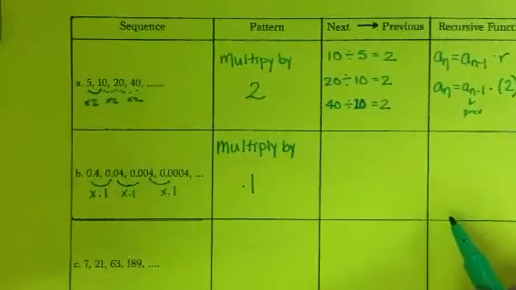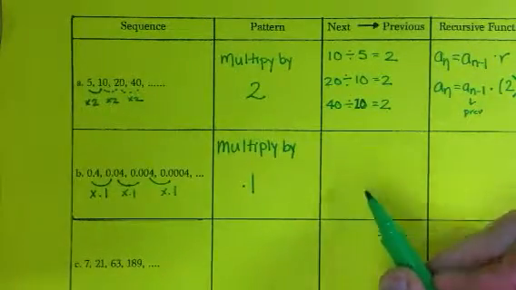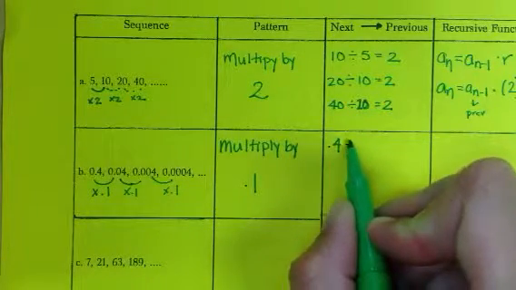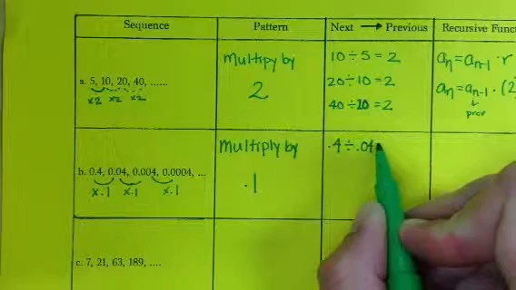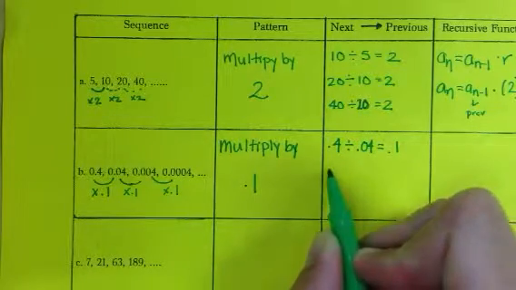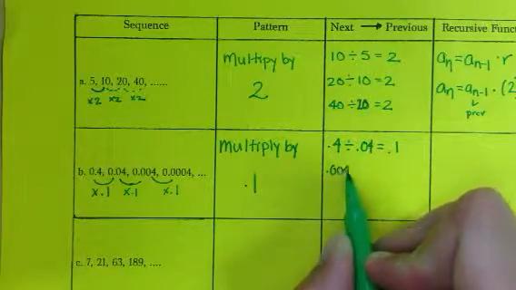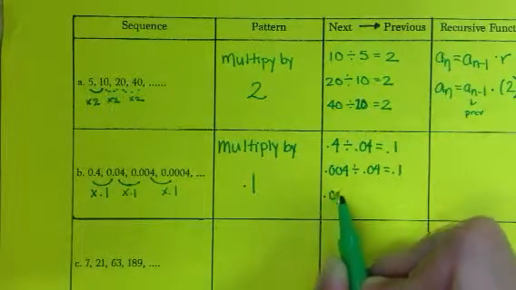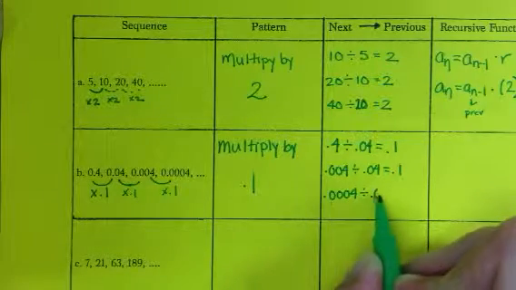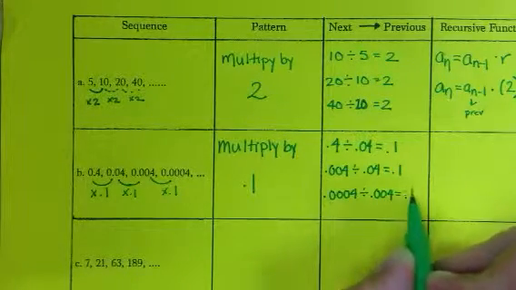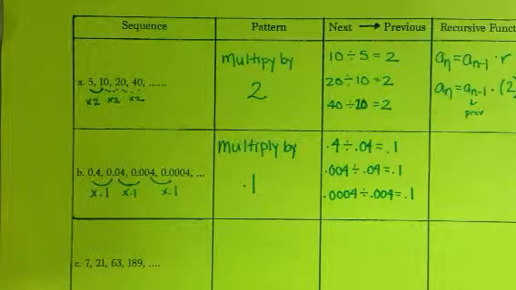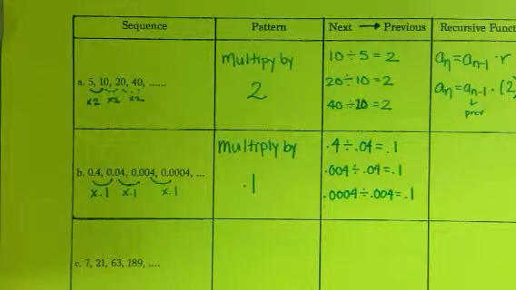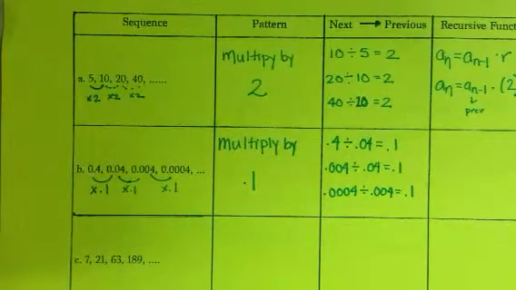So if we can't visually see it, then do our little formula. Take your next term and divide it by the previous. So 0.4 divided by 0.04 would equal 0.1. 0.004 divided by 0.04 equals 0.1, and 0.0004 divided by 0.004 equals 0.1. Okay? So we know it's geometric when we have to use multiplication. We know it's arithmetic when we're doing addition or subtraction.